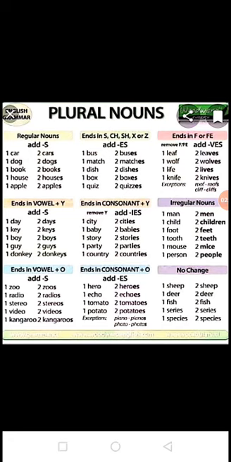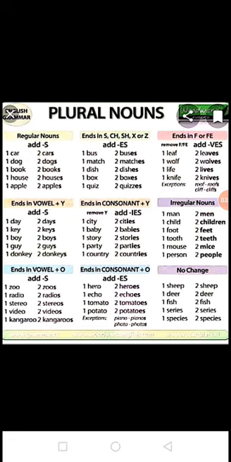Then fourth rule, on your screen you can see ends in vowel plus y, add s. It means that if the word ends in a vowel and then y, for example, day. In this example you can see y is there, but before y there is a, which is a vowel. Then day, days. At that time you should only add s to make it plural.